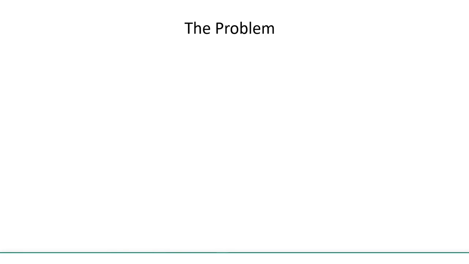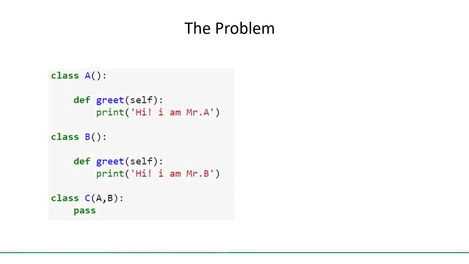Here is our problem during multiple inheritance. We have class A, which has a method or function called greet. We also have class B, which has the same method greet.